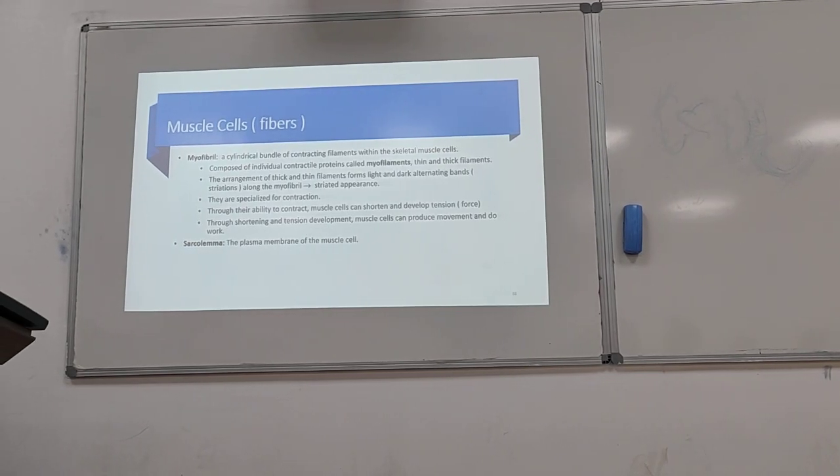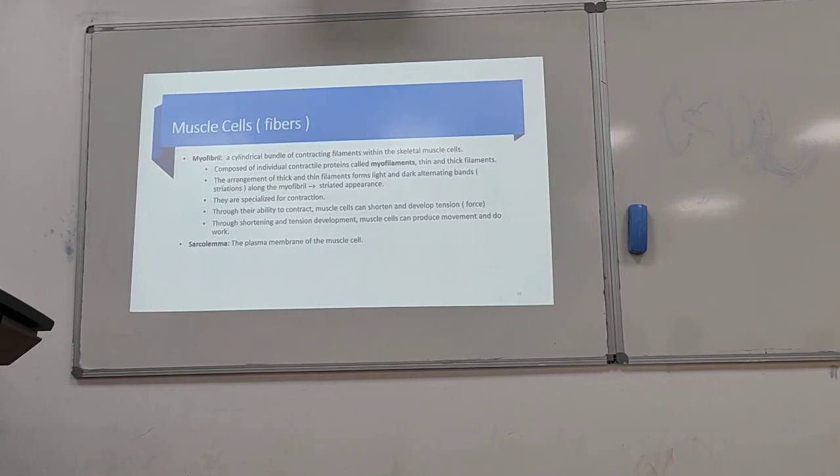What is sarcolemma? The membrane of the muscle cell. Just description. What is sarcoplasmic reticulum? It is the endoplasmic reticulum of the muscle cell. ER means endoplasmic reticulum. It is interconnecting tubules that surround each myofibril like the sleeve of a loosely knit sweater.